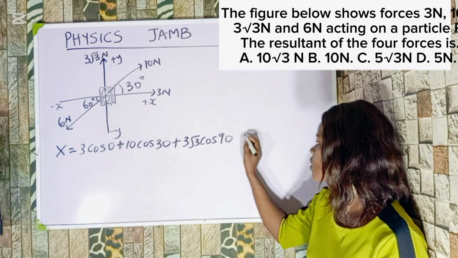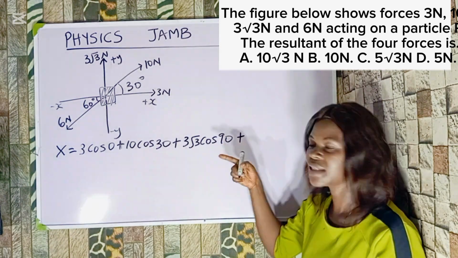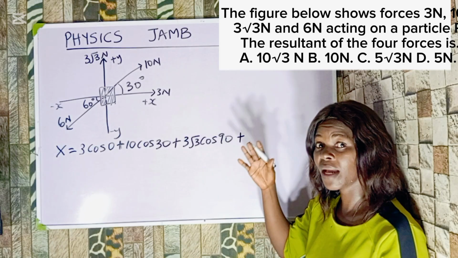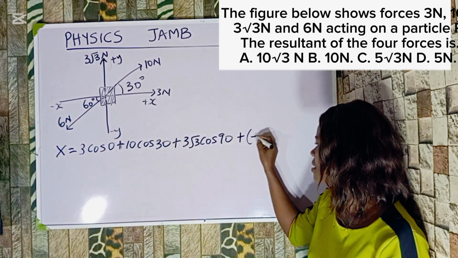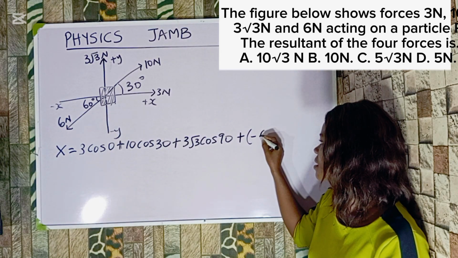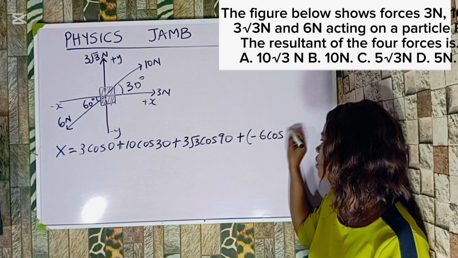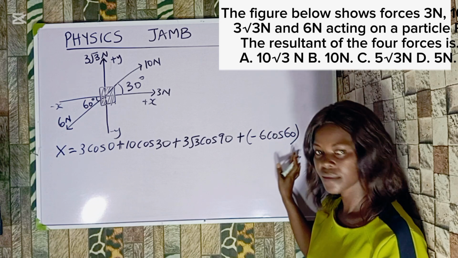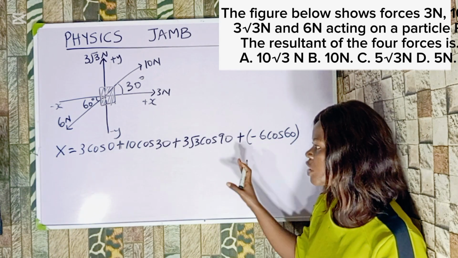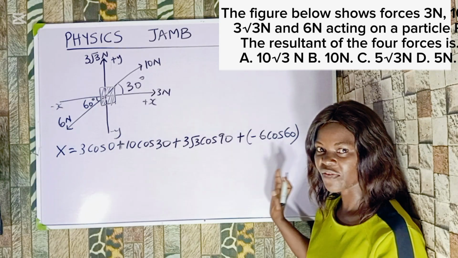Now the last one is what? Plus, it is on the negative side of x, so I'm going to take minus. So this is bracket minus 6 cos 60. Do we understand? So let's resolve all through and get our final answer.